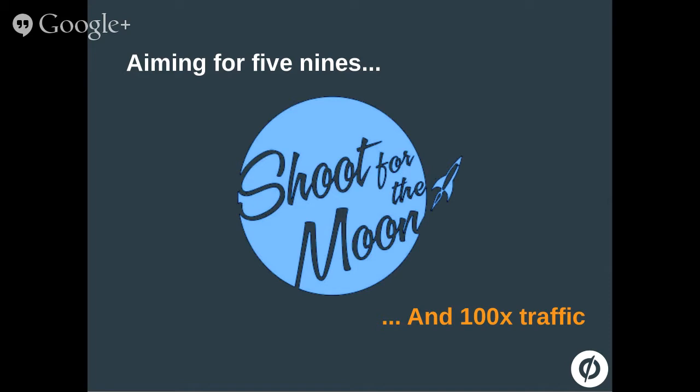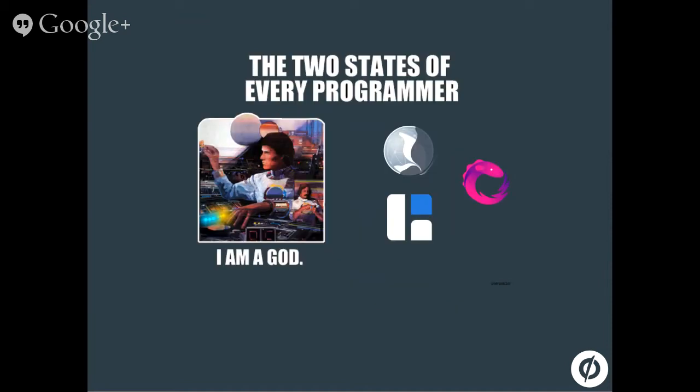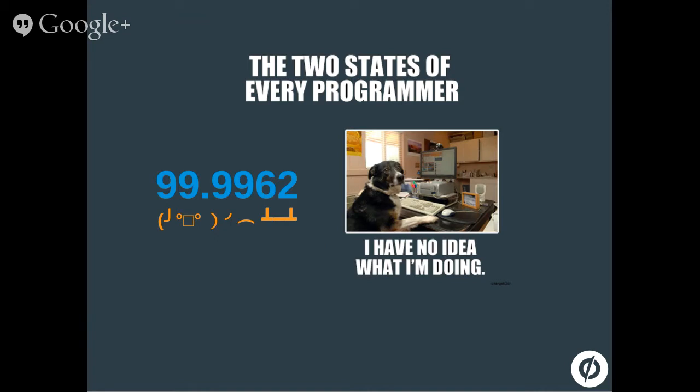And so going through this project, basically we went through the 2 states that every programmer knows. One state is I'm a god, and we're using all the awesome technologies. We're using Netty, we're using Hazelcast, we're using reactive extensions. So this is great. And on the other hand, the other state is I have no idea what I'm doing, because basically, unfortunately, we haven't reached yet our goal of 5 nines. We're between 4 and 5 nines currently.